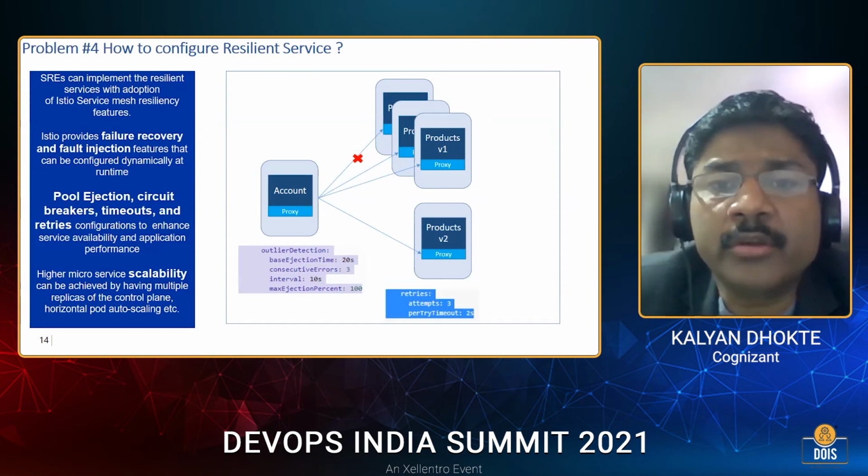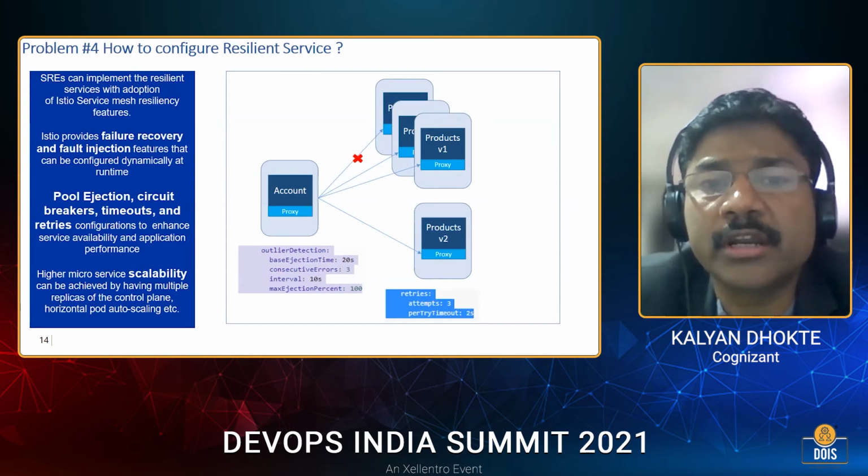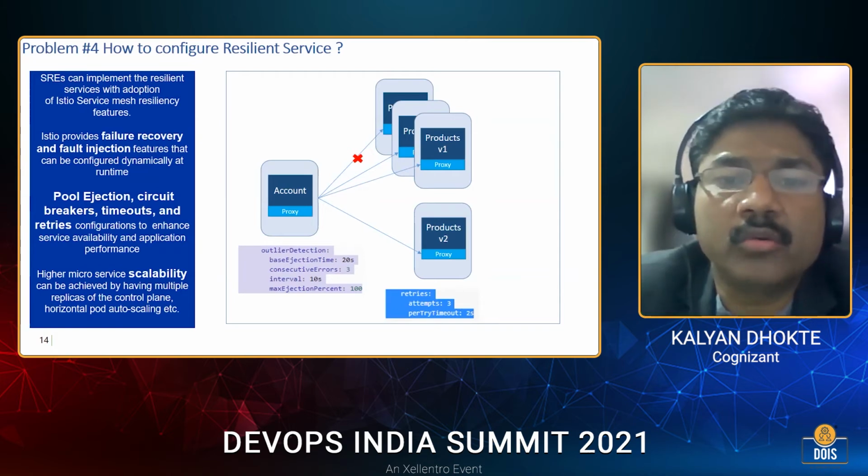Then consecutive errors, the number of errors before a host is ejected from the connection pool. For example, if you have 3 consecutive errors while interacting with the service, Istio will mark that pod as unhealthy. Then interval is another parameter, the time interval for ejection analysis; let's say it's going to be 10 seconds, you can set that interval time. Max ejection percentage is another parameter, the maximum percent of hosts that can be ejected from the load balancing pool. For example, setting this field to 100 implies that the unhealthy pods showing consecutive errors can be ejected and the requests will be routed to the healthy pods.